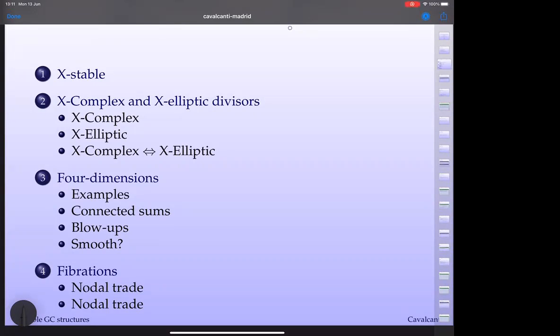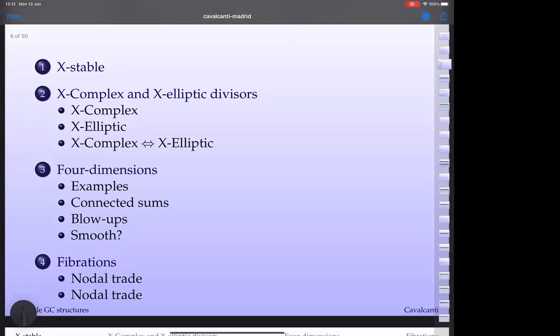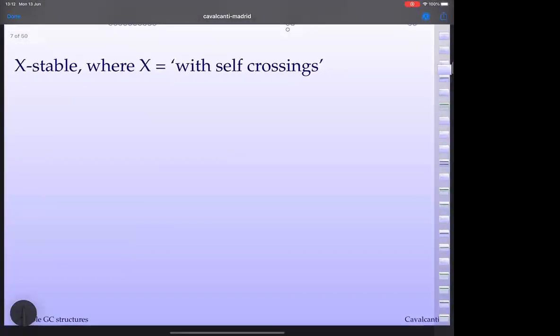I'll tell you about how to do connected sums, and then those examples cease to be a coincidence. It's just the fact that you can actually do connected sums of these spaces, which, again, connected sum of CP2s is not complex. So connected sum is not a good operation for symplectic geometry. It's not a good operation for complex geometry, but somehow in dimension 4, it's actually good for stable generalized complex. I'll tell you a little bit about blow-ups and something about smooth manifolds as well, how to smooth out certain things. And then I'll try to tell you about fibrations. I don't know why nodal trade appears twice there, but anyway. So look at that.